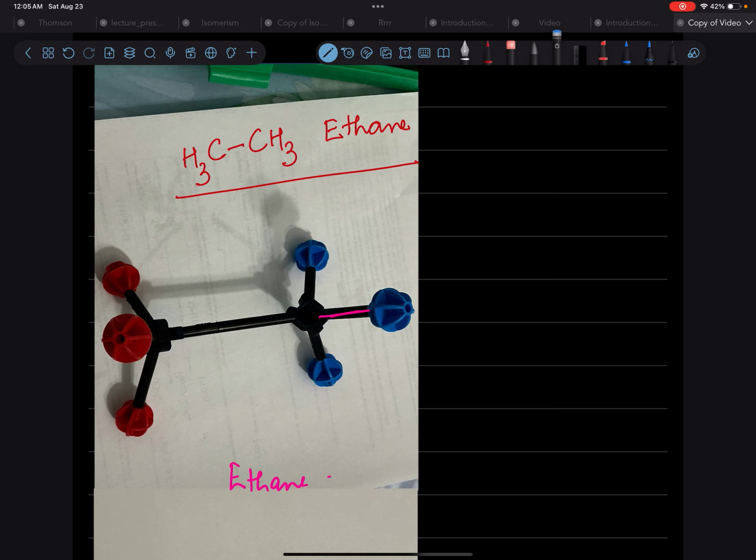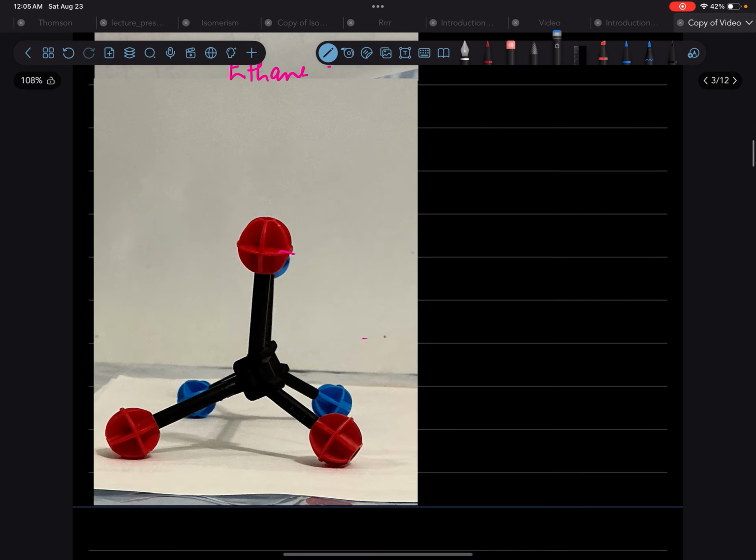Now, if I look from this side, along the carbon-carbon bond, then this carbon would be the front carbon and that would be the back carbon, and the molecule would look like from this side like this. It is quite evident from this picture that the front hydrogens are completely eclipsing the back hydrogens. So this conformation or this spatial arrangement of ethane molecule is called eclipsed conformation.